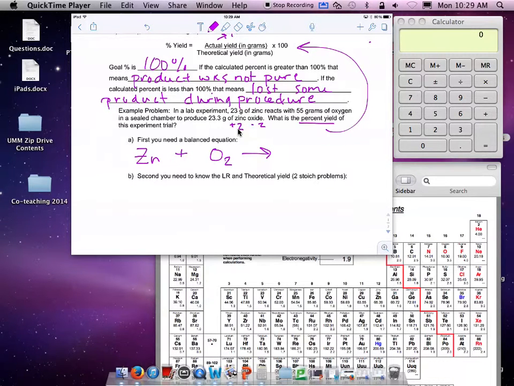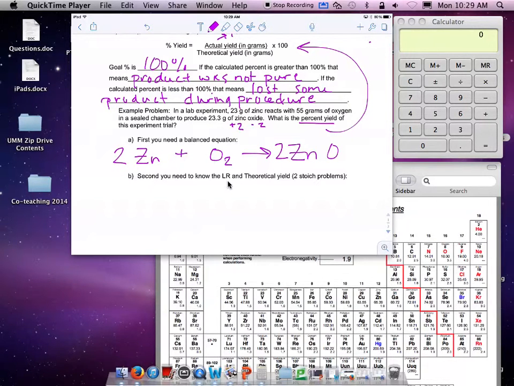They are a perfect match, so that means that it is ZnO. However, look here, we've got 2 oxygens on this side and only 1 on this side, so we got to balance that. Oh, but then that makes there be 2 zinc, so we got to balance that. There's our balanced equation. Now we need to do an LR problem.